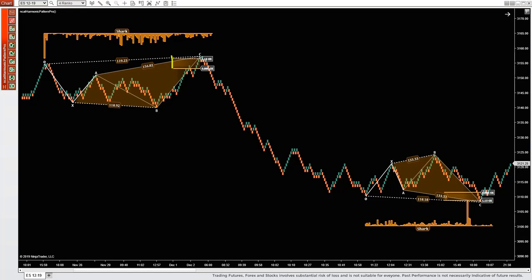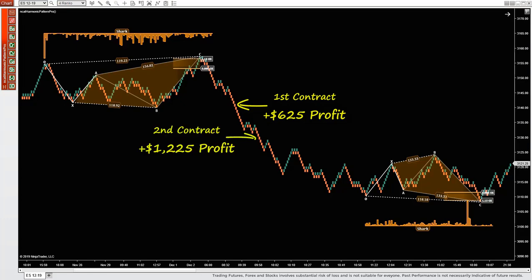Price breaks the opportunity zone to the downside that triggers a short entry right here at 31.52.5, where we nail a profit target at point B for $625 per contract. And a runner profit target at 31.28 for $1,225 per contract. And once the market sells off, we get a sweet bullish shark pattern on the right hand side where the long entry gets triggered at the break of the price opportunity zone right here very quickly for $450 in quick profits.